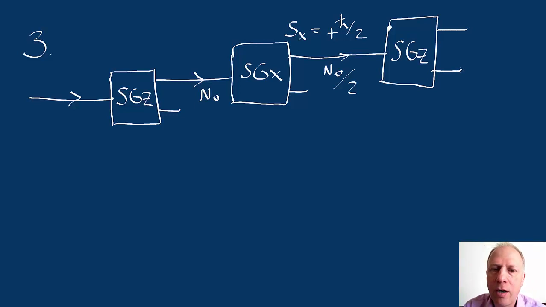Even though all of the atoms that went into the SGX device had plus h bar over 2 for their z component of spin, the measurement of the x component of spin has altered the z component of spin, apparently, because now you get just as many with positive h bar over 2 as negative h bar over 2 coming out of the second SGZ device.